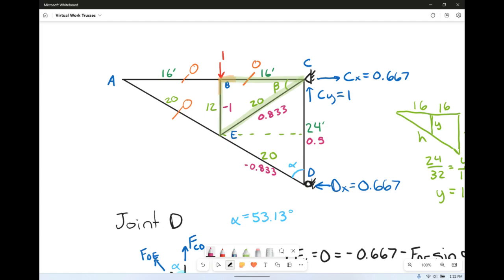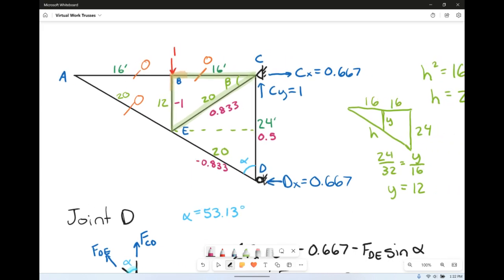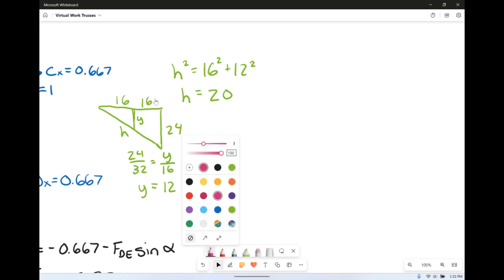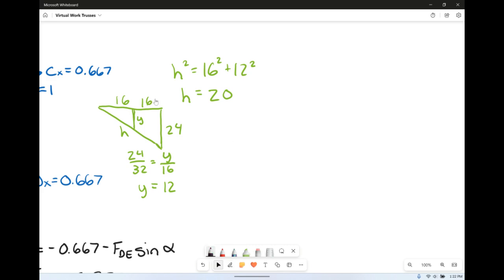Now we found all internal forces. We have found all lengths. So now we need to make a chart. So we're going to make a chart right over here of all the information that we know. So we're going to start by making a chart of our members.